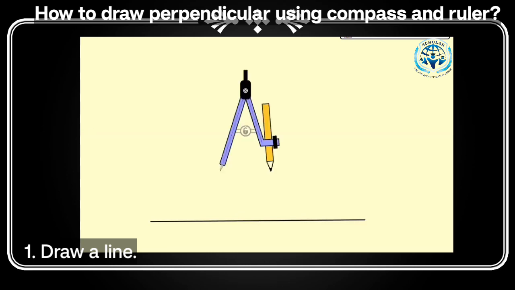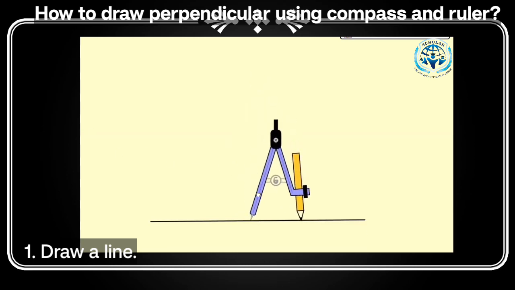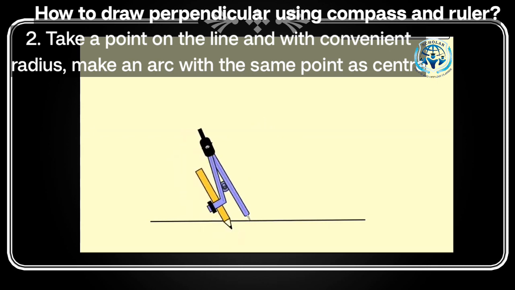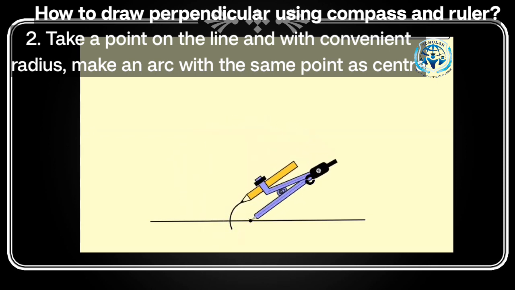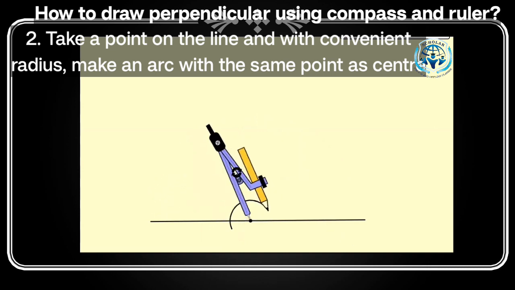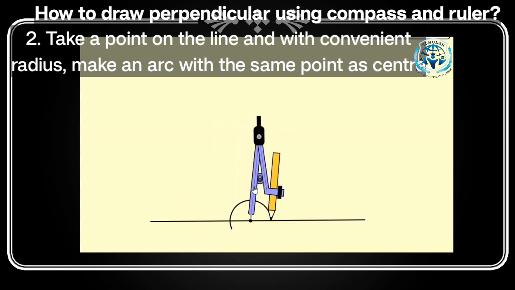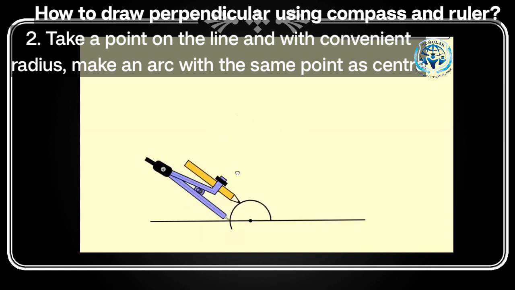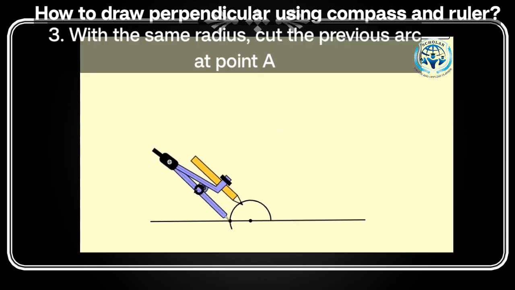Let us learn how to draw a perpendicular using compass and ruler. This will help you to draw parallel lines. In future also, you need to draw a perpendicular to the given line using compass and ruler. So, it is better to learn it at this stage.